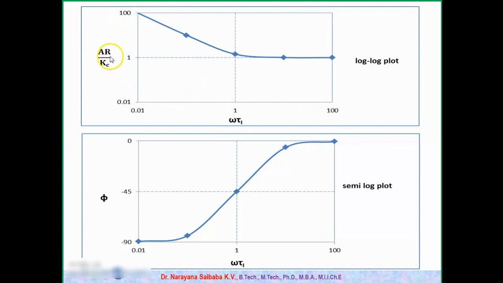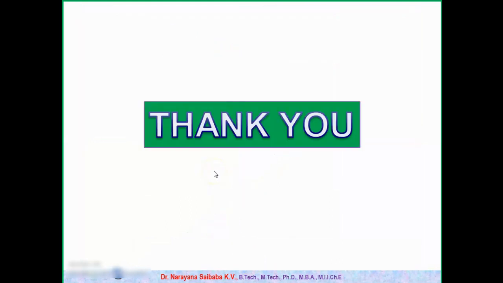The top graph is log AR versus log omega tau I, which we have taken. So here we get a graph like this. Similarly, the bottom phase diagram is phi versus log omega tau I. This bottom graph is a semi-log plot, whereas the top plot is a log-log plot. In this way, you have to draw the Bode diagram.